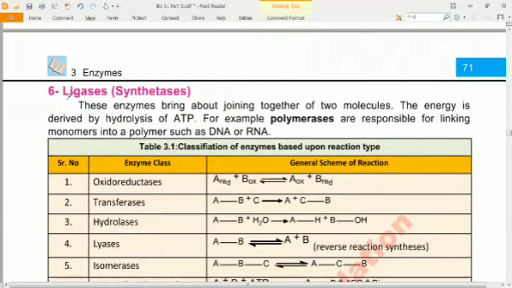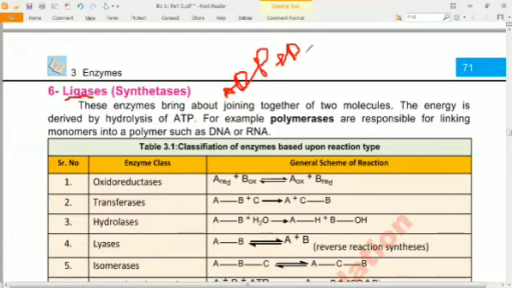Ligase word comes from glue, like they join or synthesize the molecules. They join smaller monomers or dimers and they make polymers, long chains. So they act upon, mostly by using the energy of ATP. Hydrolysis of ATP is done, and ATP is changed into ADP plus P.